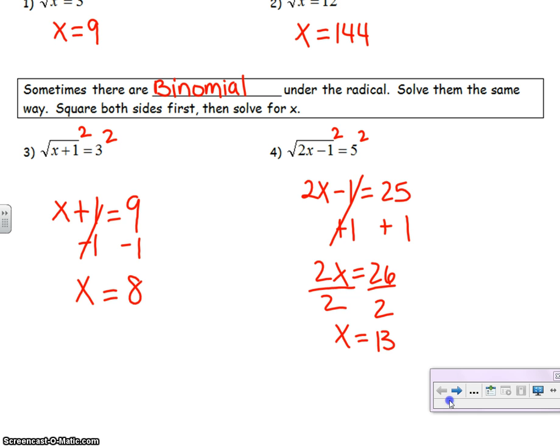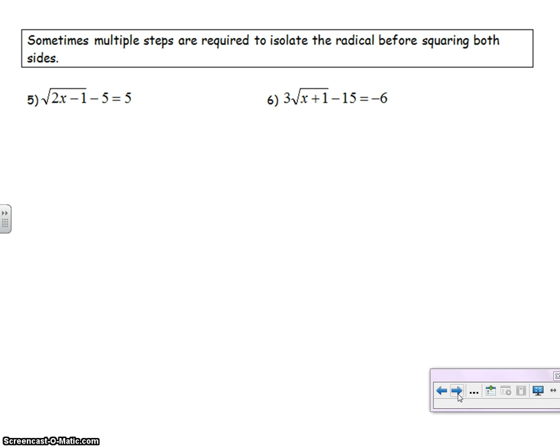Okay, let's move on to some where there's some more work involved. Sometimes we have multiple steps, where we need to first isolate the radical sign before we square both sides. So when we look at number 5, that minus 5 on the left-hand side is not under the square root. So we need to move that by adding 5 to both sides. So we're left with the square root of 2x minus 1 is equal to 10.